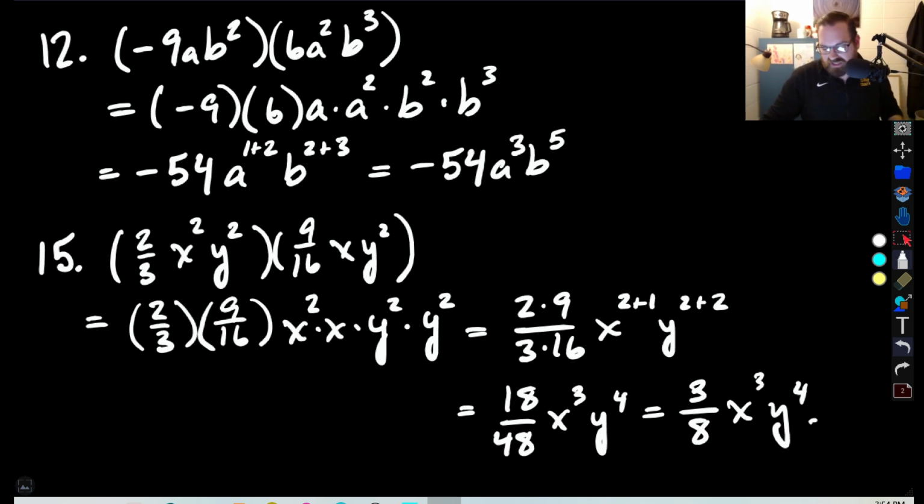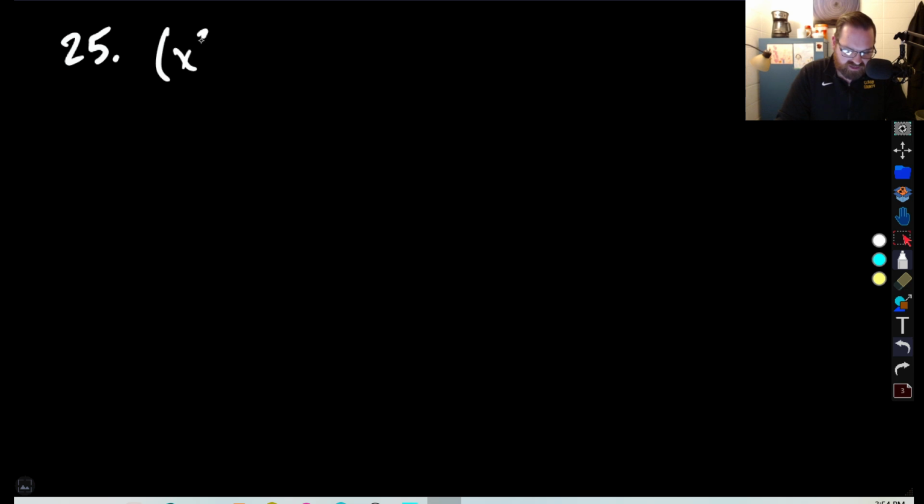All right, let's go ahead, keep moving. So this next one is number 25. And here I've got x cubed squared, okay? This is a different situation than what we had before, and the reason why is because we're taking something with an exponent and raising that also to an exponent. When we have a situation like this where we're taking something with an exponent and then we're raising it to another exponent, we're doing multiplication instead of addition.